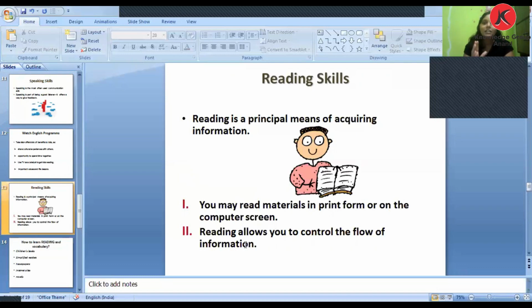At second last it comes. So what is the important? Acquiring information, but to express that knowledge, which language do you need? That is the English language. Okay. You may read materials.